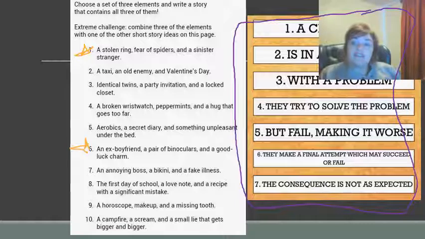You have a character that's in a situation with a problem. Remember the description, the characterization, and the plot. They try to solve the problem but fail. They make a final attempt which may succeed or fail. The consequence is not as expected.